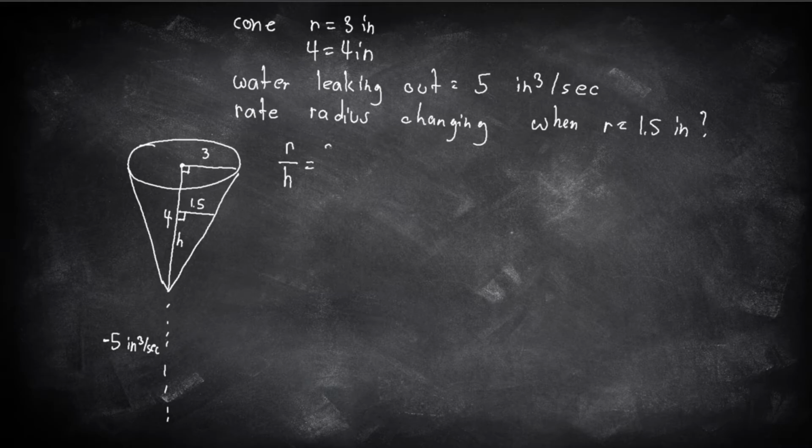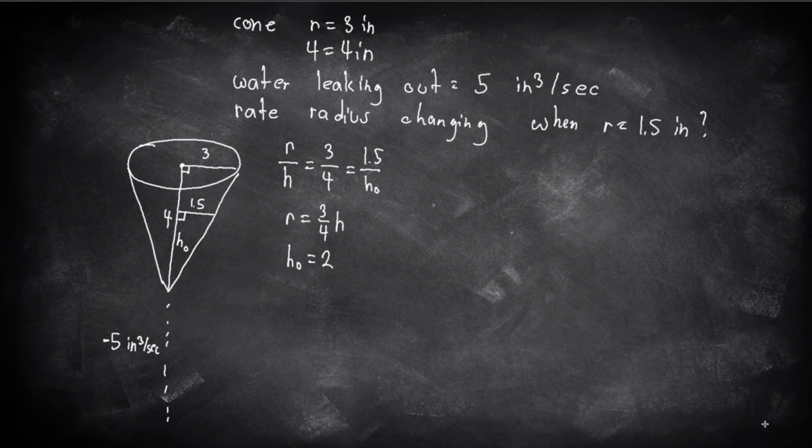So the radius is 3 and the height is 4. And the radius for this one is 1.5, and this height is now, let's use a different variable, h naught. So it's the height at that point. We know the ratio, let's simplify it: r is equal to 3/4 h. So that's our ratio. Now we need to find our specific height. So 3 divided by 2 is 1.5, so 4 divided by 2 is h naught, which is 2. So that's our h naught.